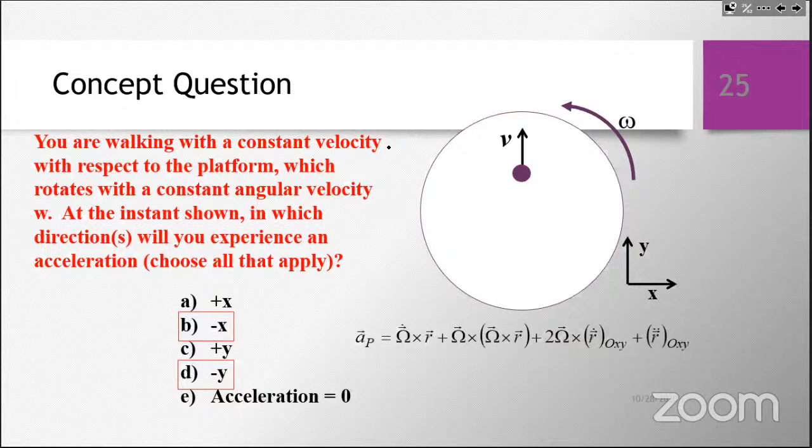There's our equation. Omega is constant, so omega dot and r double dot are going to go away, right? Because you're walking with a constant velocity, and omega is constant, so omega dot and r double dot are going away. So if those go away, we're just left with the Coriolis and the normal acceleration.